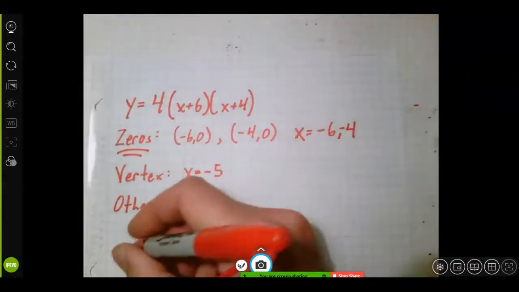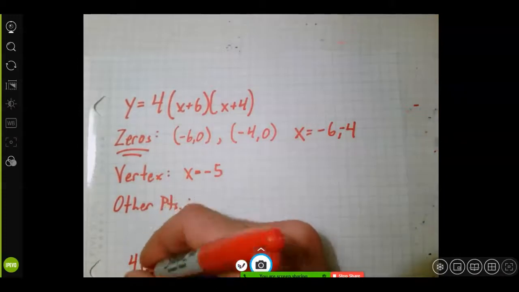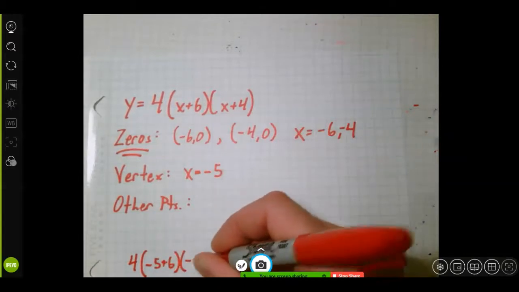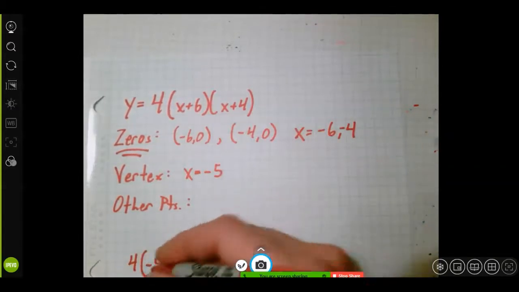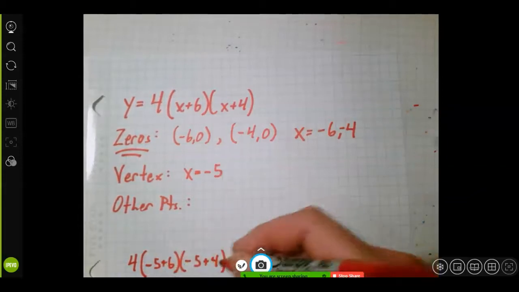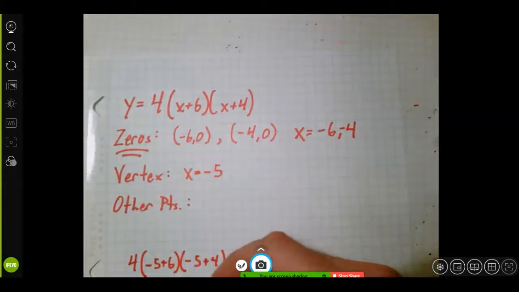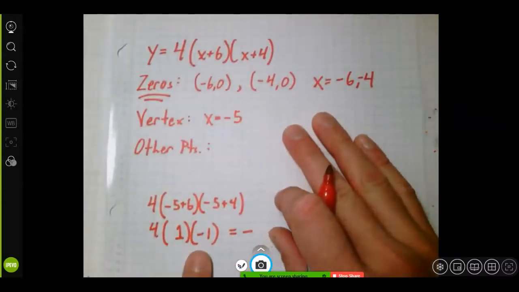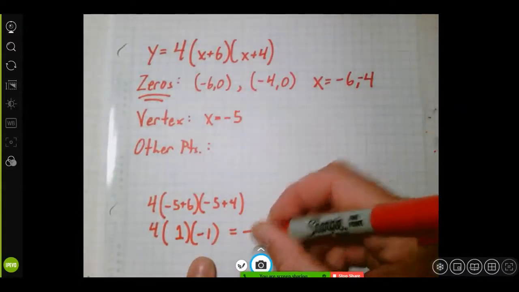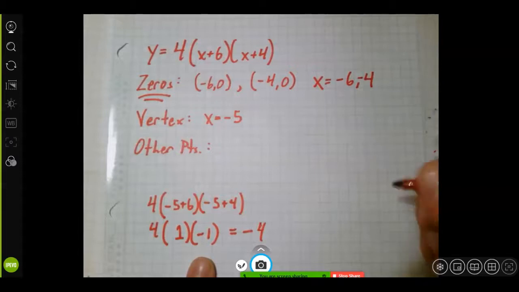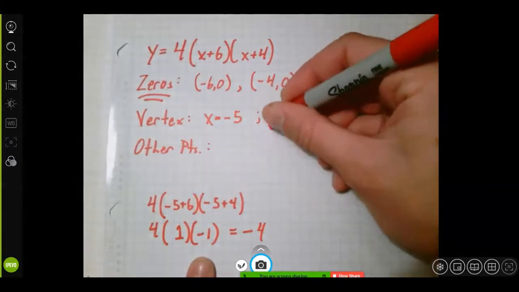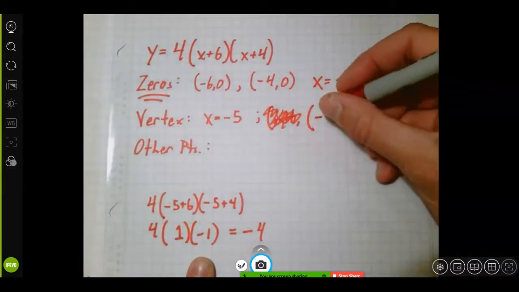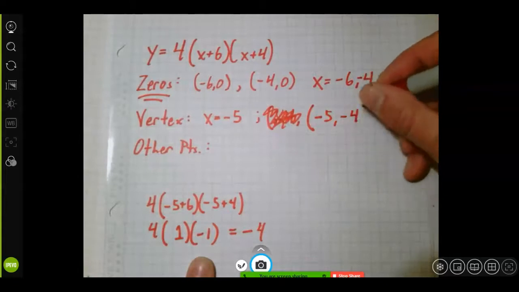Guys, I would always write this work out. You are asking to make a mistake if you don't write this work out. So negative 5 plus 6 is 1, negative 5 plus 4 is negative 1. My answer will be negative 4 times 1 times negative 1. Negative 4? Trying to write my point backwards. Negative 5, negative 4. Is this right?